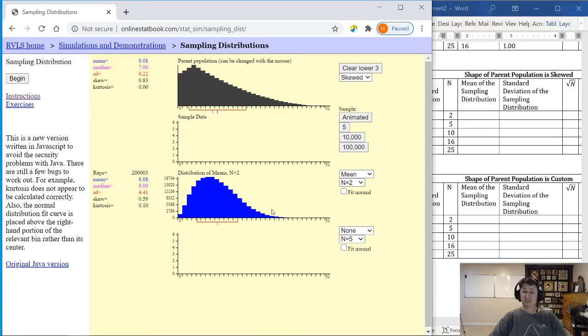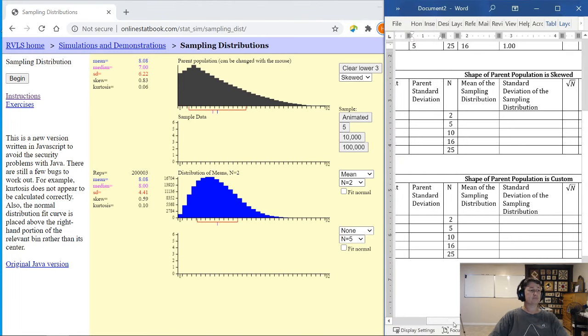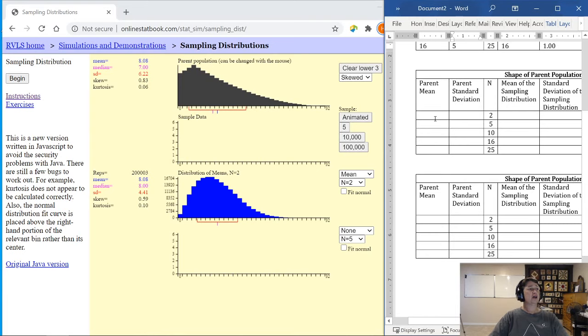It's still pretty skewed to the right, isn't it? That distribution looks still skewed to the right. Maybe not as skewed as this one was, but it still looks skewed to the right. Let's record some information so we can look at it in a minute. So the parent of our skewed population has a mean of 8.08 and a standard deviation of 6.22. Notice that the mean really is greater than the median. It shows us that it really is skewed to the right.